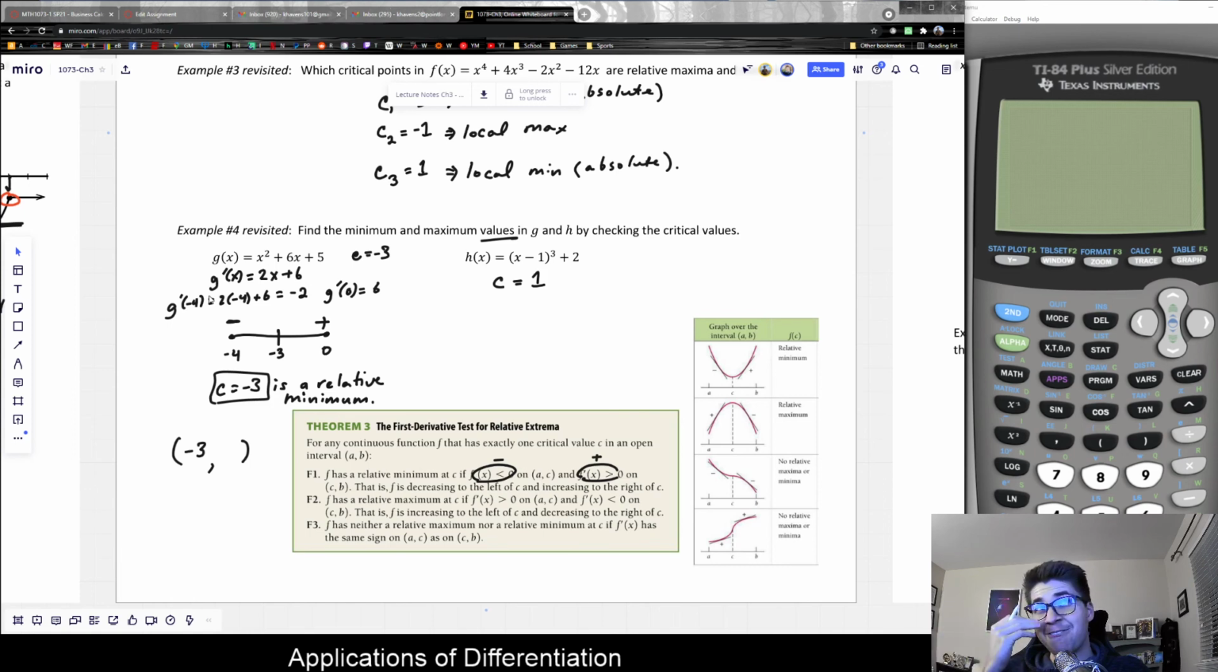And if we want to know what's that value of the minimum, that would be the y value, or if I plugged in g of -3. G of -3 would be -3 squared plus 6 times -3 plus 5. That would leave me with 9 minus 18 plus 5. That'd be -9 plus 5 is -4.